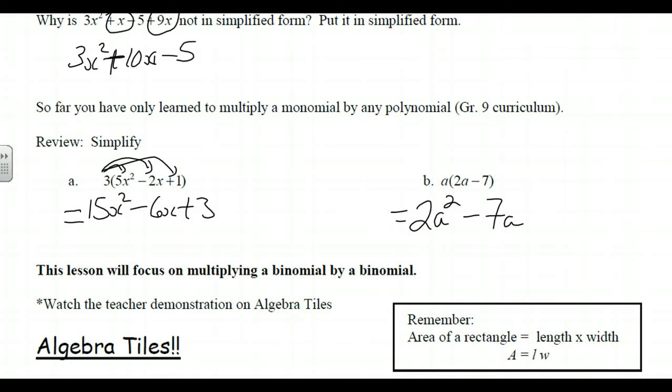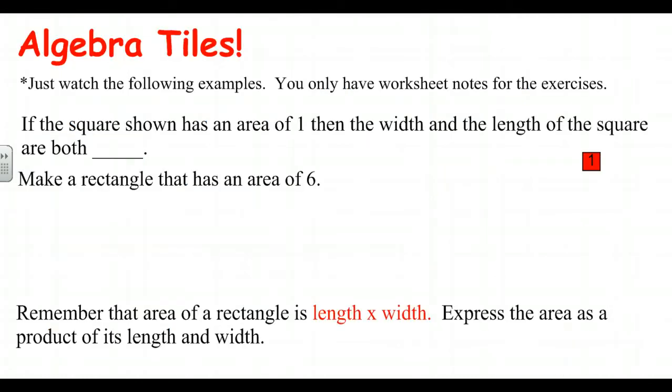Okay, so we're going to do a little demo on algebra tiles. You don't have this on your sheet, but you can watch it here, and of course you can come back and watch anytime. Remember, the area of a rectangle is length times width. Formula A is equal to L times W. Okay, so now you're just sitting back and watching. Just watch the following examples. You only have worksheet notes for the exercises. Those will be coming up in a little bit.